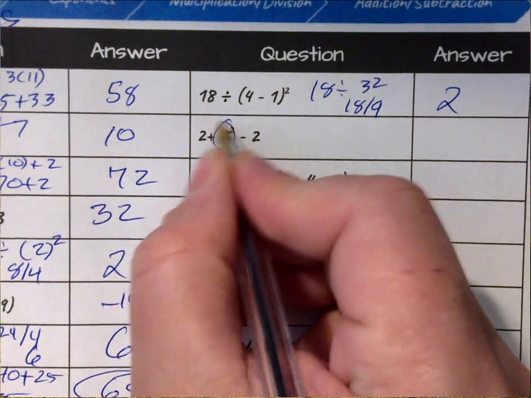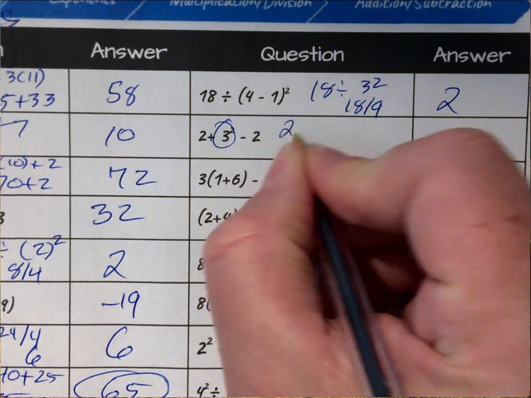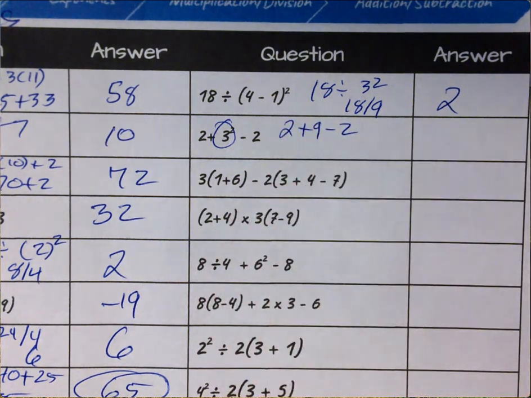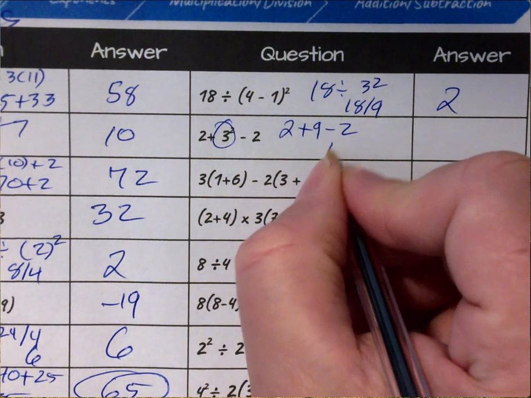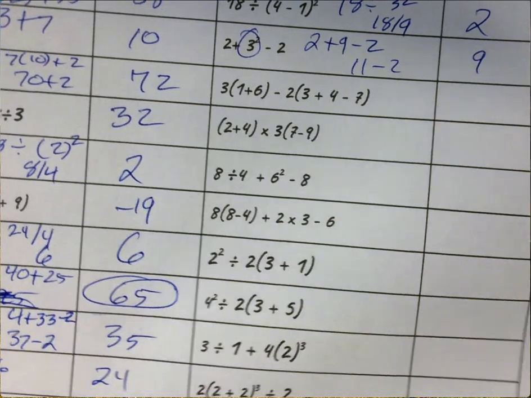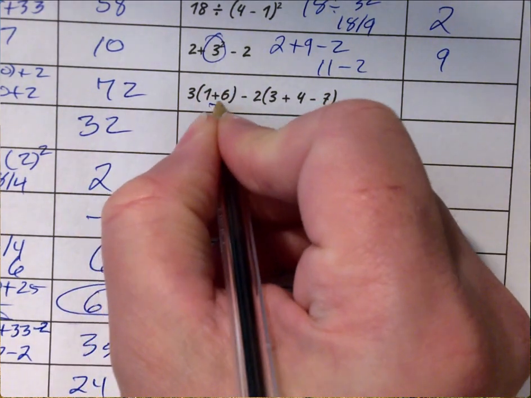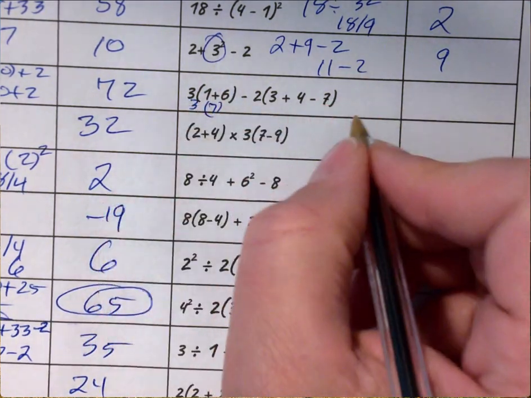Next problem, we're going to do that 3 squared first. 3 times 3 is 9, so you have 2 plus 9 minus 2. 2 plus 9 is 11. 11 minus 2 is 9. So now you got 1 plus 6, which is 7. I'm going to do 7 times 3, which is 21.